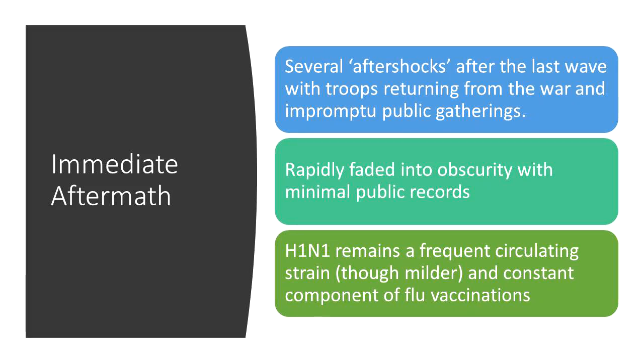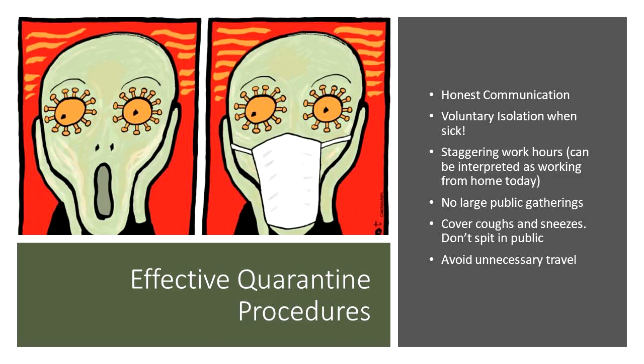So what did we learn from this particular pandemic? One, the importance of honest communication between leadership and the populace. The censorship measures help contribute to the spread of this flu, as well as to the general panic that occurred throughout the second wave. Voluntary isolation when sick. We probably knew this lesson beforehand, but it's always good to reiterate. People to stay home when they're sick, avoid spreading the disease. They staggered work hours, which today we have interpreted as working from home when possible, reducing the chance of running into infected people now to hopefully none.